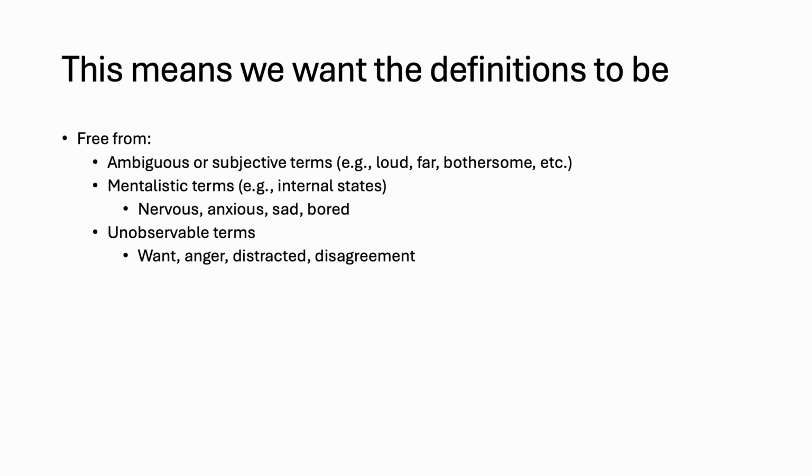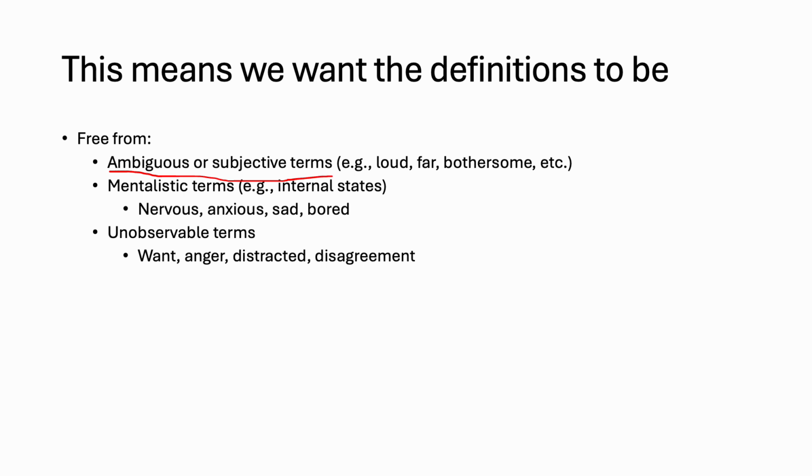Okay, so I want to take a moment really quick to review some of those different characteristics that I've mentioned throughout our presentation today that you should exclude from your definitions. I've mentioned throughout the presentation today that our definitions should be as objective as possible. That means that they should be free from ambiguous or subjective terms. Okay, so we'll start off here. So what does that mean?